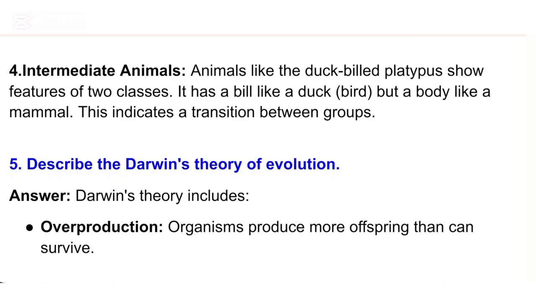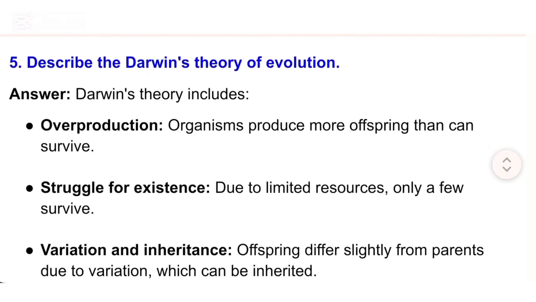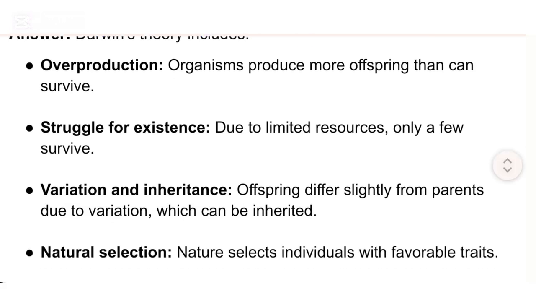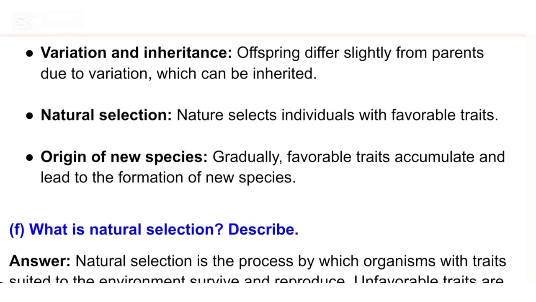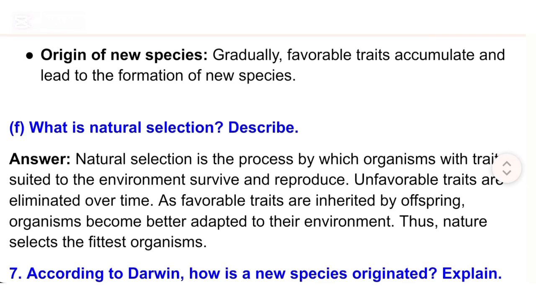5. Describe Darwin's theory of evolution. Answer. Darwin's theory includes overproduction. Organisms produce more offspring than can survive. Struggle for existence. Due to limited resources, only a few survive. Variation and inheritance. Offspring differ slightly from parents due to variation, which can be inherited. Natural selection. Nature selects individuals with favorable traits. Origin of new species. Gradually, favorable traits accumulate and lead to the formation of new species.